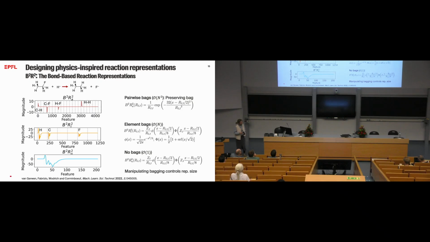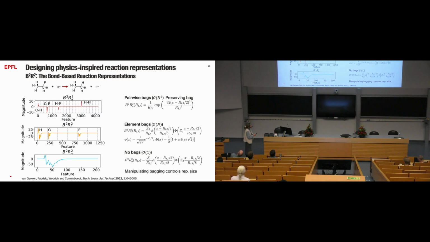I won't go too much into detail of the variant, but what we came up with is this B squared R squared variant of bond-based reaction representation that actually uses all three design principles that I showed you before. It simplifies a lot the SLATM diff two-body version so that we can have variants that are dedicated to mimicking reaction properties and that also contain much fewer features. We have three variants of that.